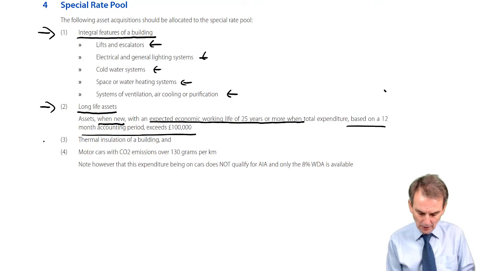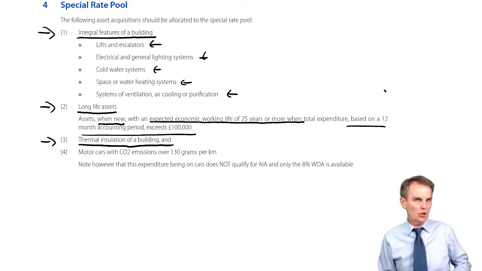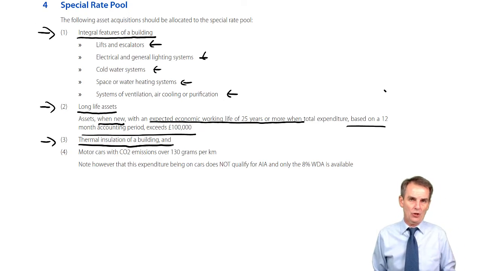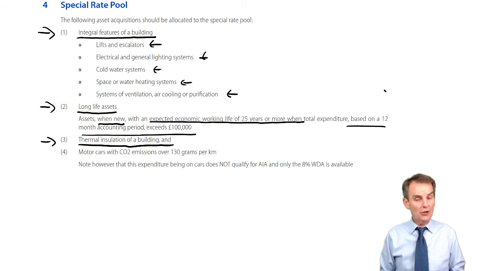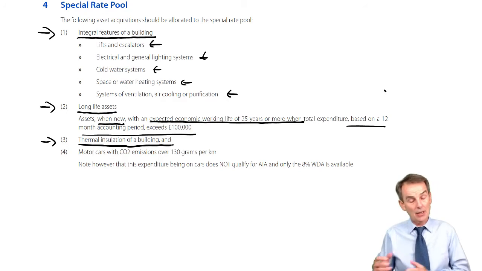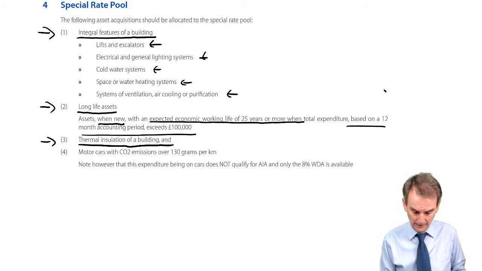Another one to be remembered, number 3 here, thermal insulation of a building. Again, it's a good thing. Things that are good things to do are rewarded within the taxation system. So here you do get capital allowances. The only problem is, if we don't get full AIA, it's going to end up as an 8% writing down allowance in the special rate pool.